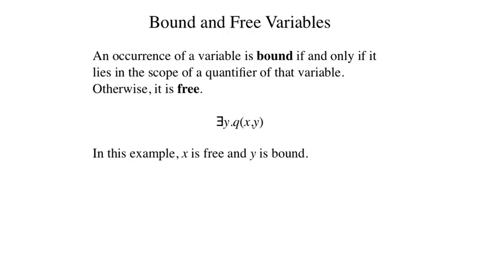An occurrence of a variable in a sentence is bound if and only if it appears in the scope of a quantifier of that variable. Otherwise, it's said to be free. For example, x is free and y is bound in the sentence shown here.